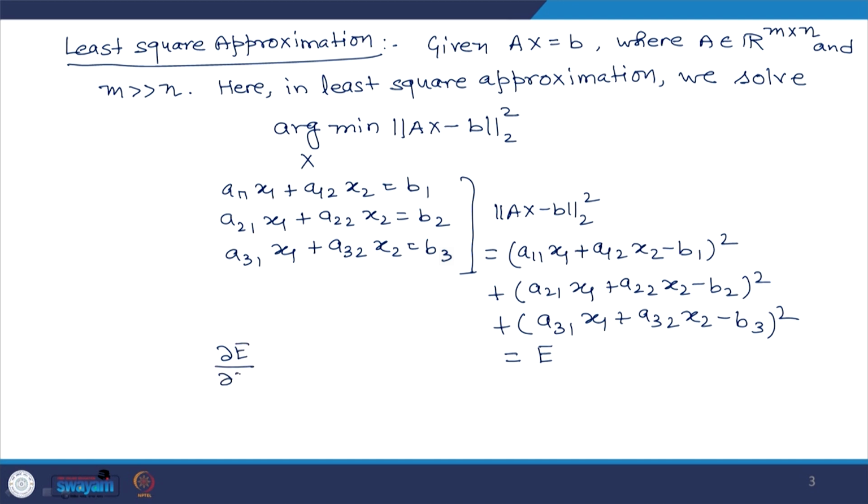I have to put the necessary condition of the minima, that is ∂E/∂x1 = 0 and ∂E/∂x2 = 0. From this I will get two linear equations in x1 and x2, and by solving those two linear equations I will get the values of x1 and x2 which minimize the sum of the squares of the residual errors. So, how to do it?